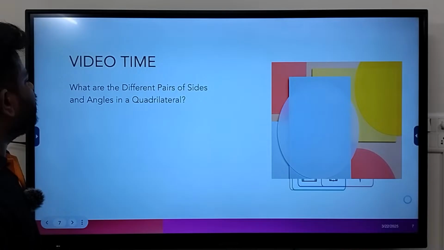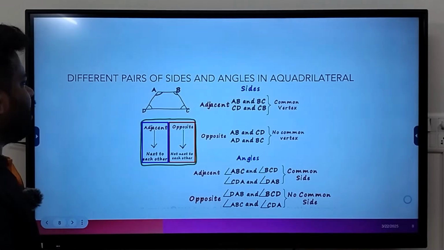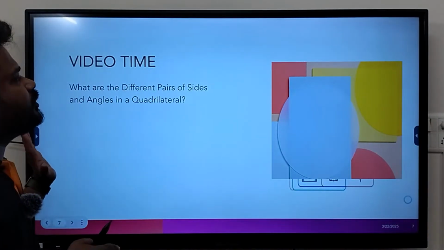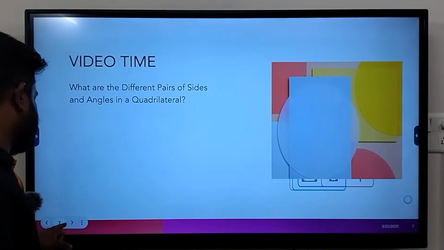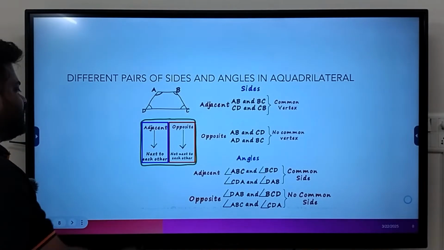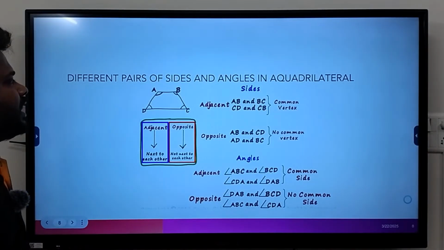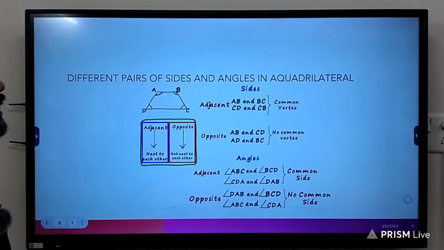What are the different pairs of sides and angles in a quadrilateral? We have already shown a glimpse of this in the previous video which I played. Now let's see this with the help of this image: different pairs of sides and angles in a quadrilateral.